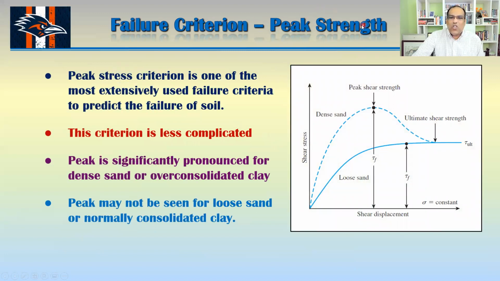So this one is for peak strength. You can see the peak stress criterion is one of the most common ones, because it's very easy to predict. So if you draw the shear displacement versus your shear stress, you get a curve like that. But this is only true for dense sand. For loose sand, actually, we don't see any peak there. This one just goes like that, but still we take the highest point from that curve.